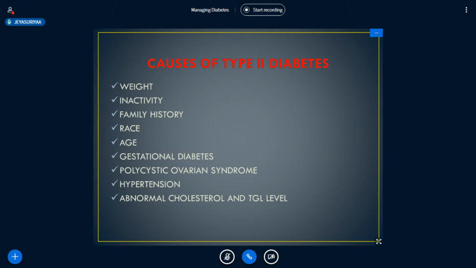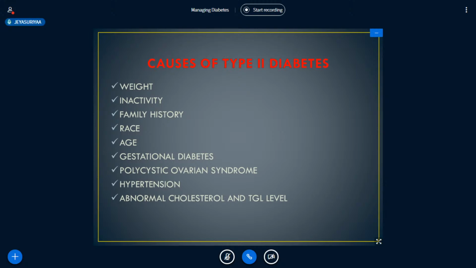Now, coming to weight, the more fatty tissue you have, the more resistant your cells become to insulin. On the other hand, the less active you are, the greater your risk. Physical activity helps you control your body weight. Using glucose as energy makes our cells more sensitive to insulin.